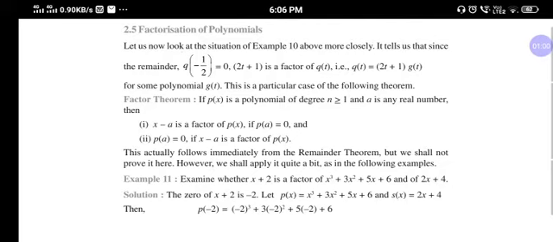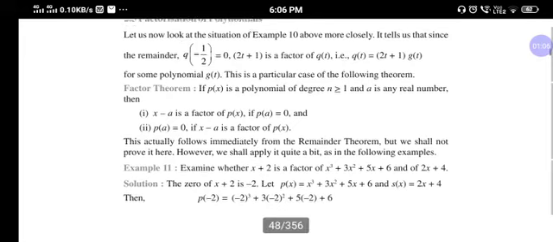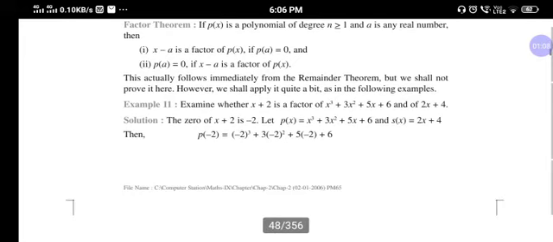So now finally we have an example of this type of sum. Example 11. Examine whether x plus 2 is a factor of x cube plus 3x square plus 5x plus 6 and 2x plus 4. So the zero of x plus 2 is minus 2, because x plus 2 is equal to 0 and therefore x is equal to minus 2. So the value of x is equal to minus 2.